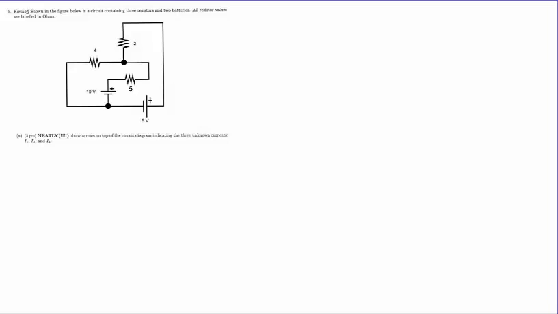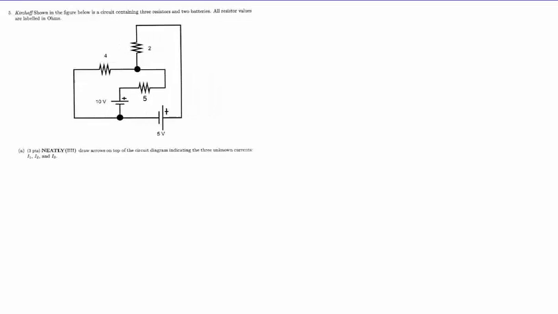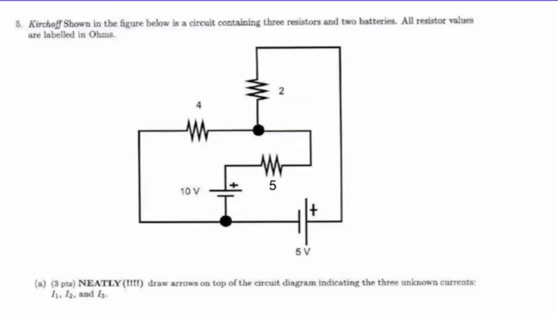Shown in the figure below is a circuit containing 3 resistors and 2 batteries. All resistor values are labeled in ohms. We recognize this as a Kirchhoff problem, and the only thing that's really unusual about it is the fact that the circuit itself has been drawn in a distorted manner in an attempt to confuse us.